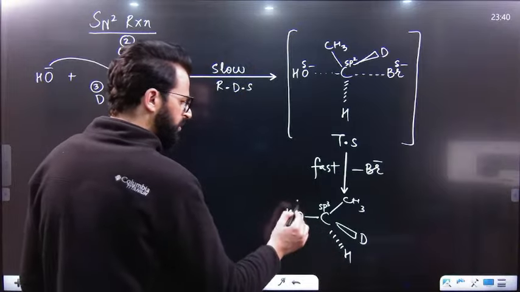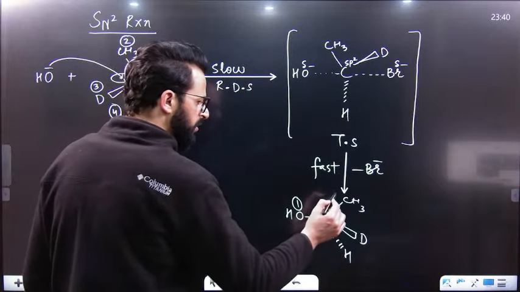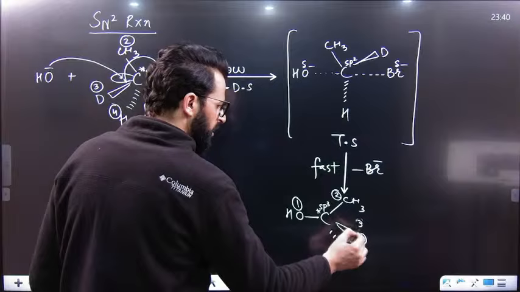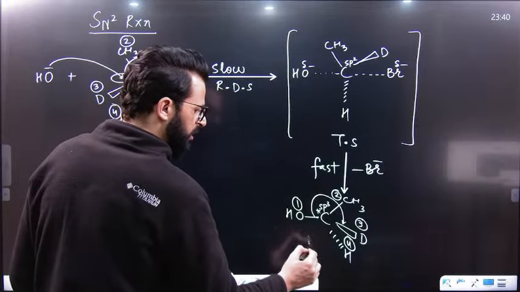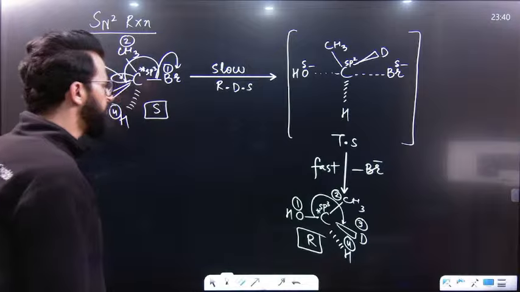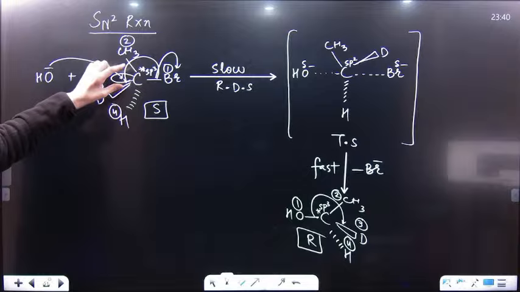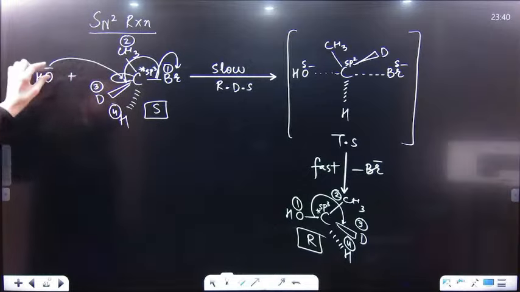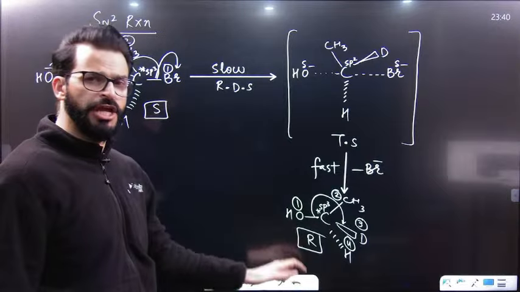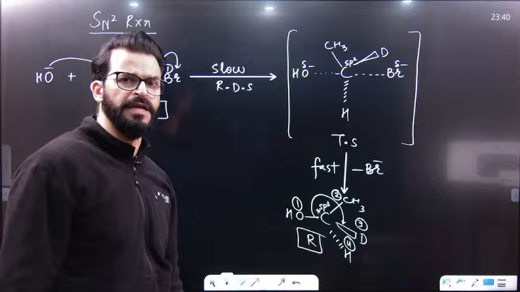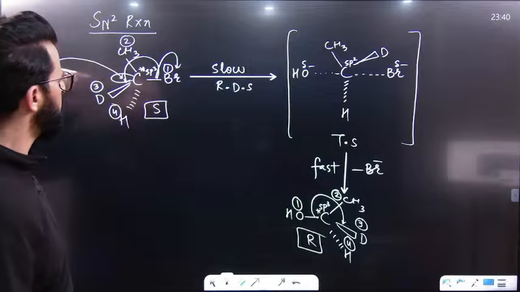Now have a look. This is 1 because this is a chiral center. This is 2, this is 3 and this is 4. So what will be the configuration? The configuration will be R. So remember, if an SN2 reaction takes place at a chiral center, its configuration will be changed. That means inversion takes place, and that 200% inversion takes place.